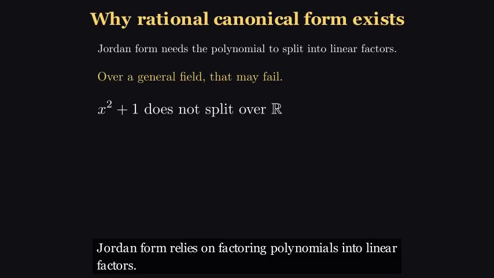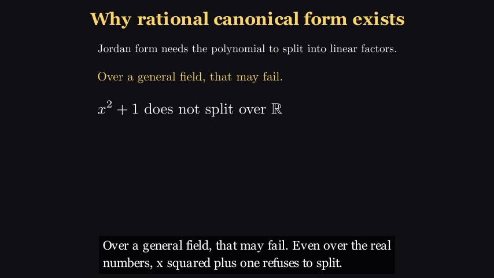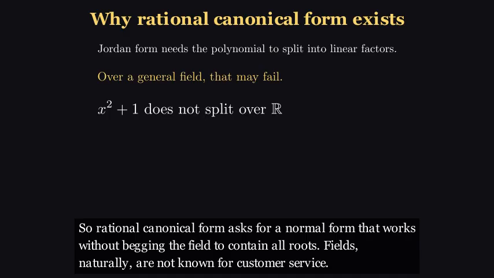Jordan form relies on factoring polynomials into linear factors. Over a general field, that may fail. Even over the real numbers, x squared plus 1 refuses to split. So rational canonical form asks for a normal form that works without begging the field to contain all roots. Fields, naturally, are not known for customer service.